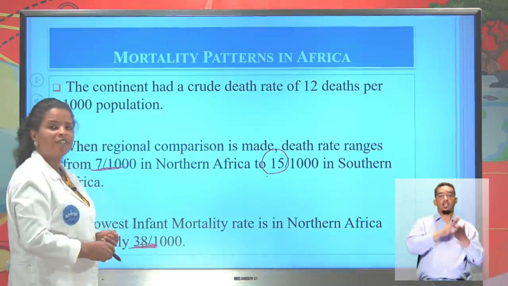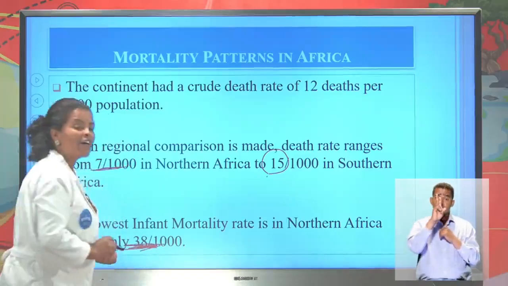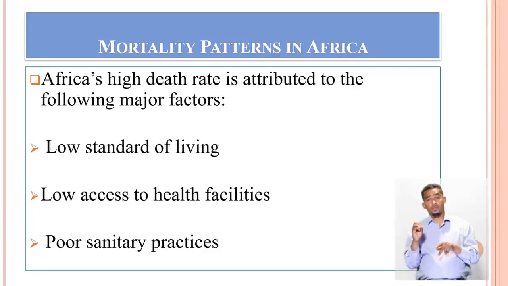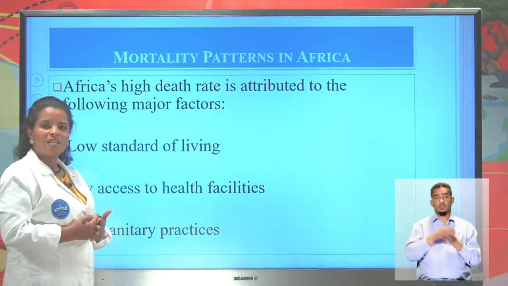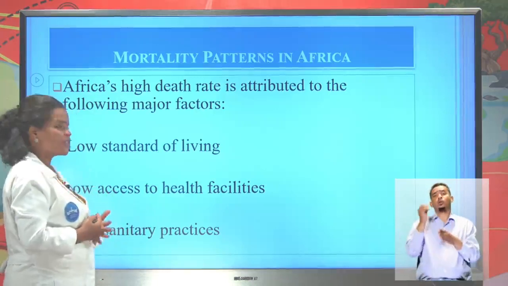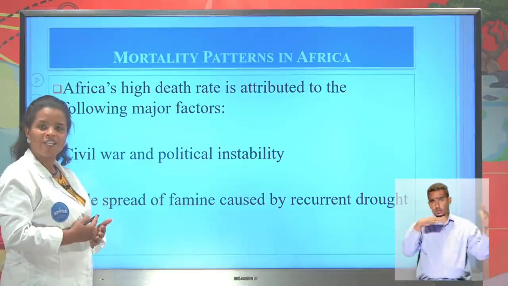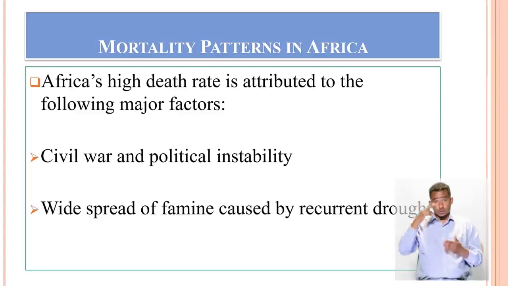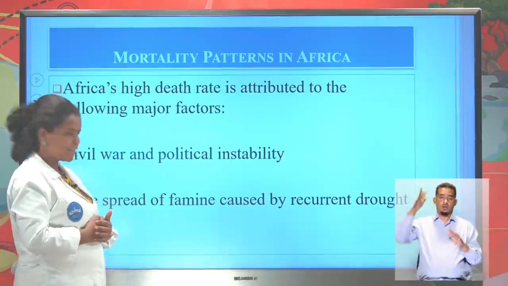The lowest infant mortality rate is in Northern Africa. Only 38 infants die per 1,000 births. So, Africa's death rate is attributed to the following major factors: low standard of living, low access to health facilities, poor sanitation practice, and also civil war and political instability, and widespread famine caused by recurrent drought. So the above are the causes of the high death rate in Africa.